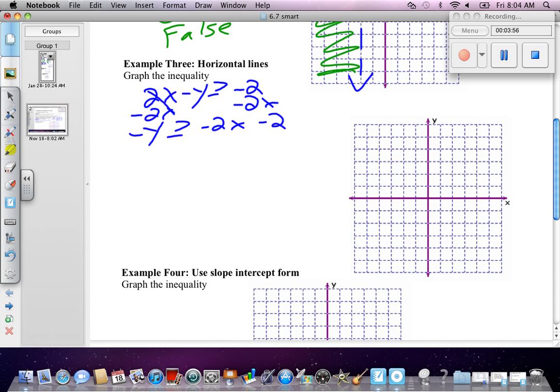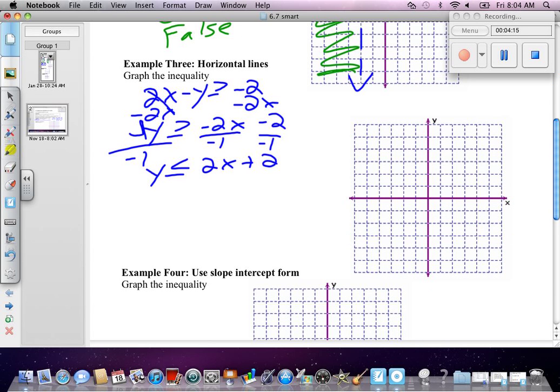Then what do we do? What's in front of that y still? A negative. And we know there's an imaginary 1 right here. Divide everything by negative 1. What happens when you divide by a negative? You flip the inequality sign. All right. Now we're going to graph this.